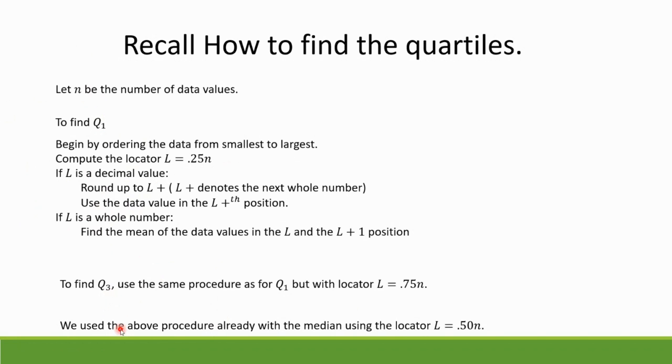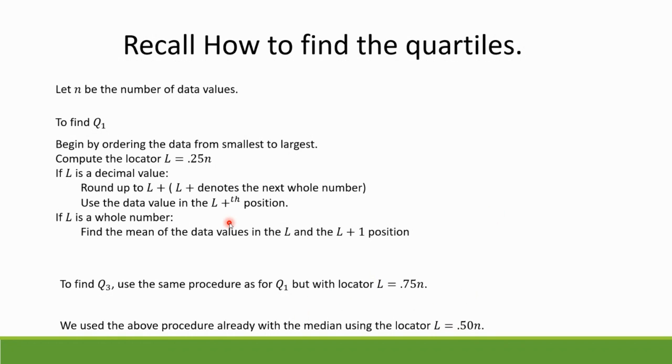Q3 is the same idea, except your L is 0.75 times n. So for Q1, the first quartile, you're doing this process for 0.25 times n. I'm not going through all the details here because we have done this before. For Q3, the third quartile, you're doing 0.75 times n. And for the median, we did see another procedure, but you could use this. It's just that your L would be 0.50 times n.